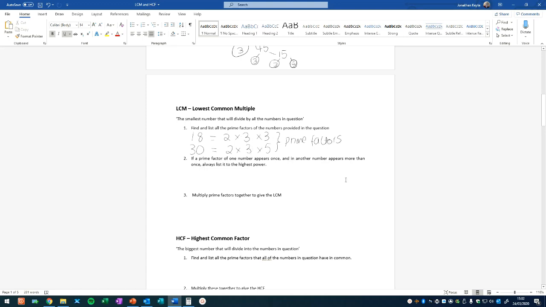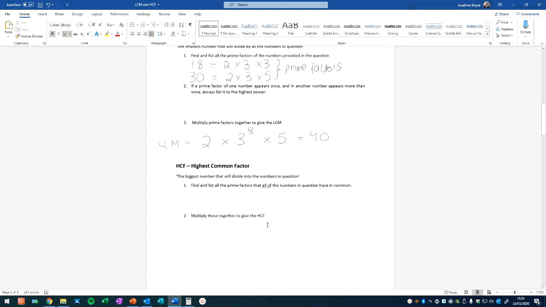So when we come to this stage, stage 3, multiply prime factors together, you would end up with 2 times 3 squared, because you always take the higher power, times 5. And then that would give you an LCM of 90.